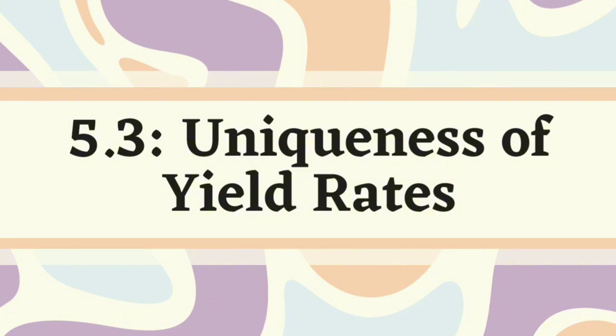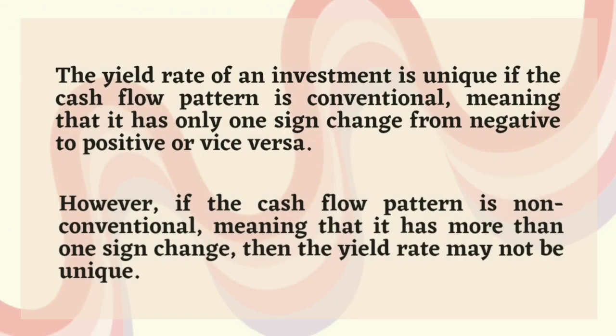Now let's proceed to the uniqueness of the yield rate. The yield rate of an investment is unique if the cash flow pattern is conventional, meaning that it has only one sign change from negative to positive or vice versa. For example, a typical loan has a conventional cash flow pattern as it starts with a negative cash flow, or the loan amount, and ends with positive cash flows, which are the repayments. However, if the cash flow pattern is non-conventional, meaning that it has more than one sign change, then the yield rate may not be unique.